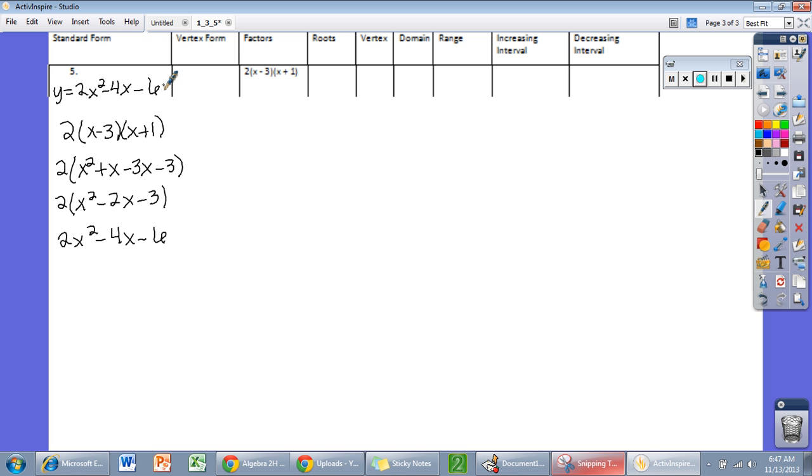So to go from there to my vertex form, y equals 2x squared minus 4x minus 6. I divide everything by a, so I'm dividing everything by 2. X squared minus 2x minus 3. I'm adding my constant to both sides. Now I'm completing the square. Half of negative 2 is negative 1, negative 1 squared is 1. So I'm adding 1 to both sides.